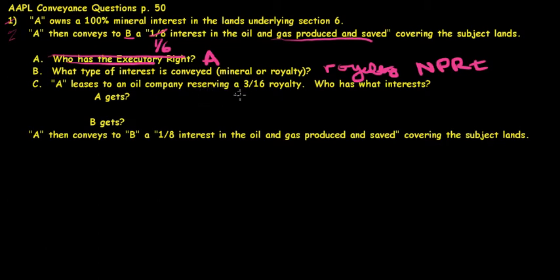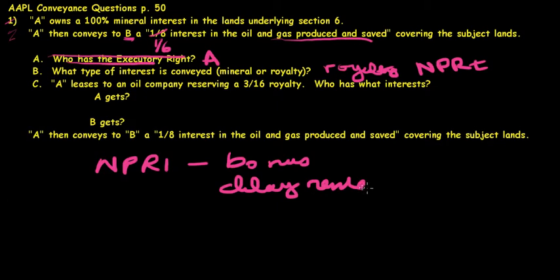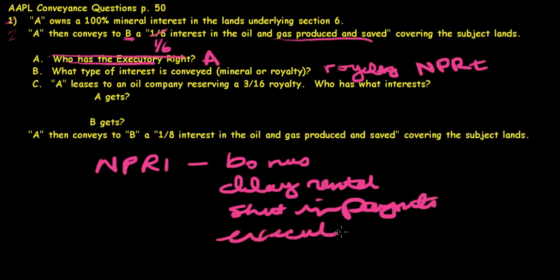Does B share in the bonus on any lease given? And we said when we're talking about a non-participating royalty interest, they are not entitled to the bonus, they are not entitled to delay rentals, they are not entitled to shut-in payments, and certainly they are not entitled to execute what we call an executory right, to execute that oil and gas lease. So no, he doesn't have the executive right, and he doesn't have the right to share in the bonus.